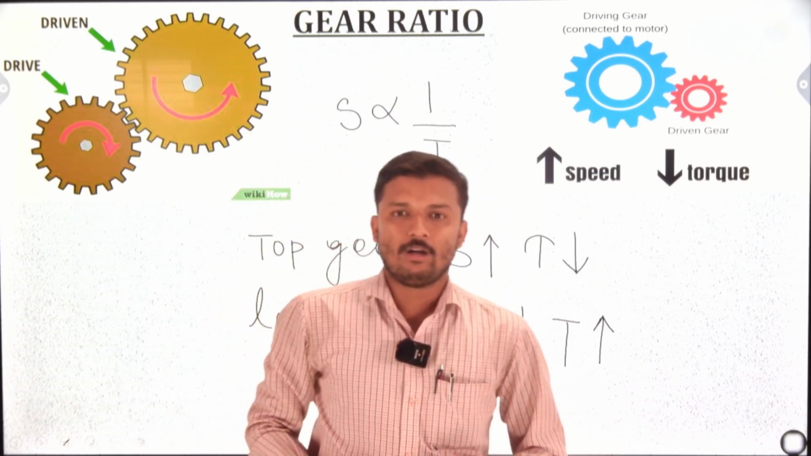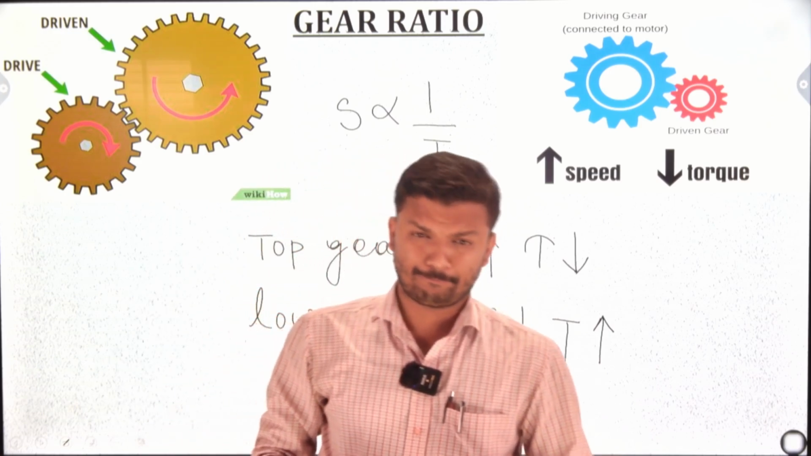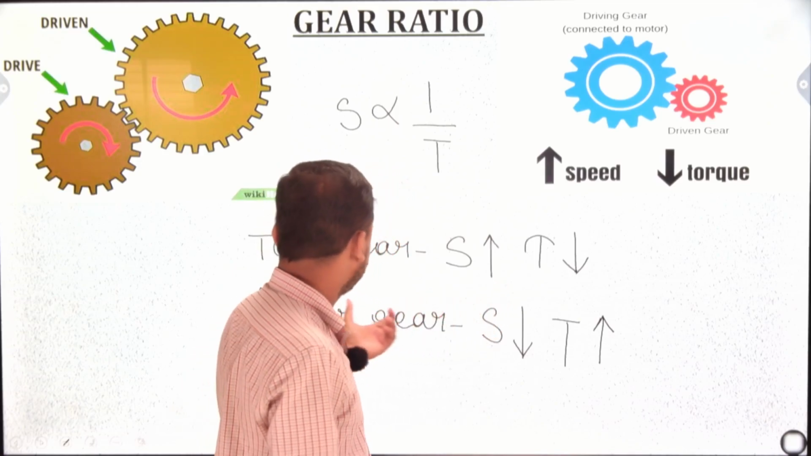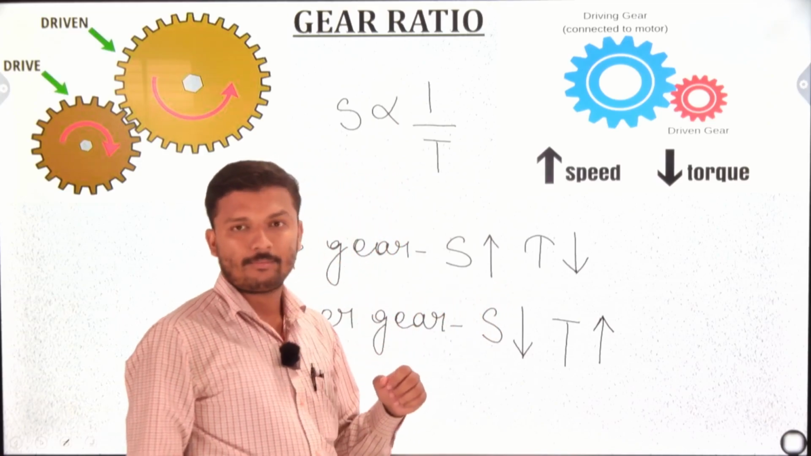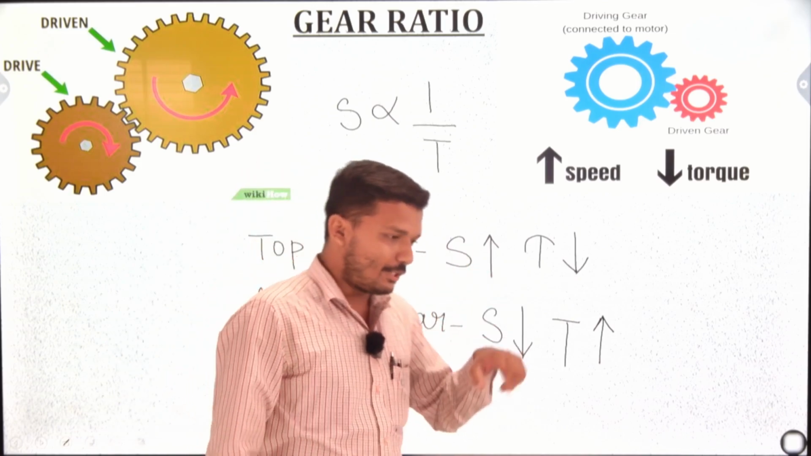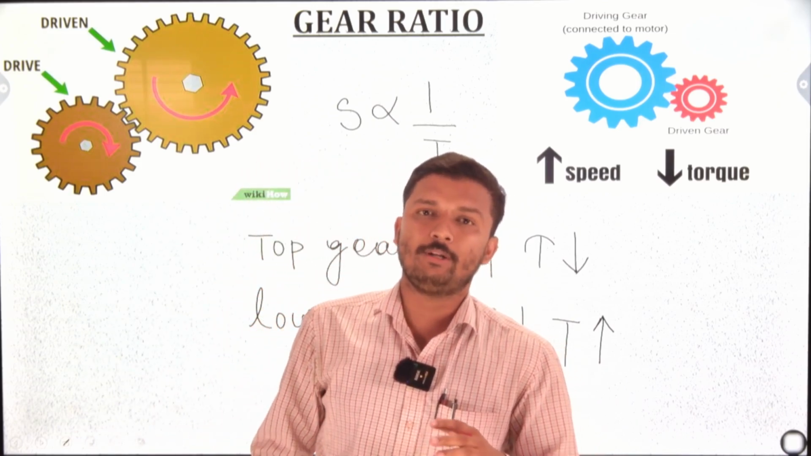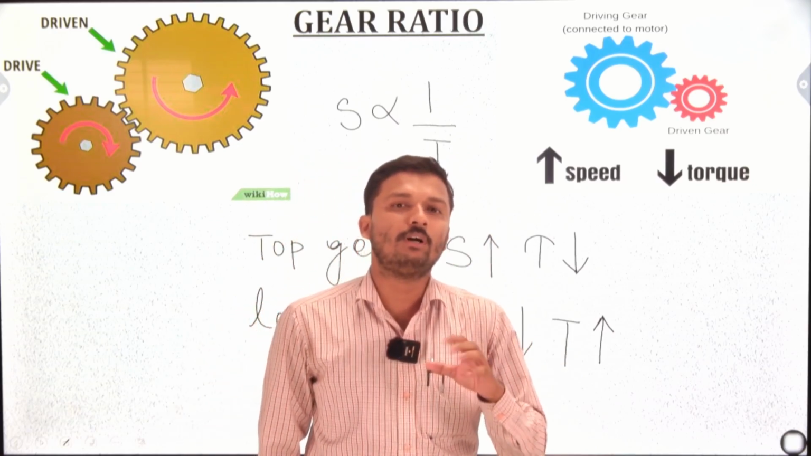So how does it happen? I already discussed it in the gear chapter. In top gear, what happens? The larger pinion rotates the smaller pinion. That means the input will be the larger part.